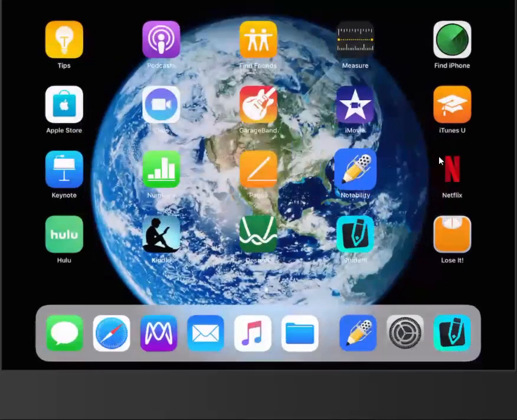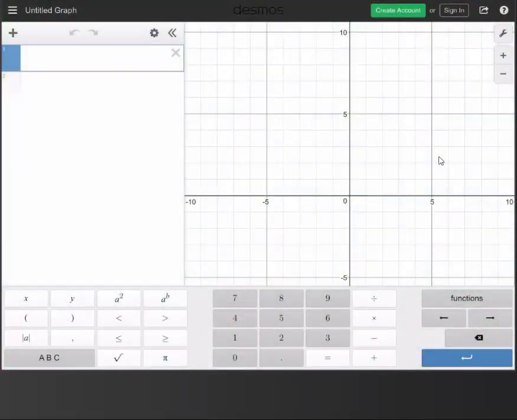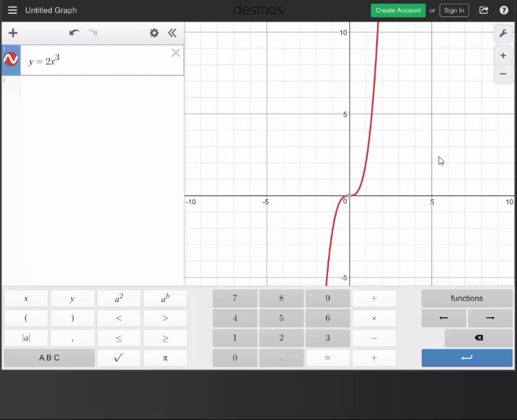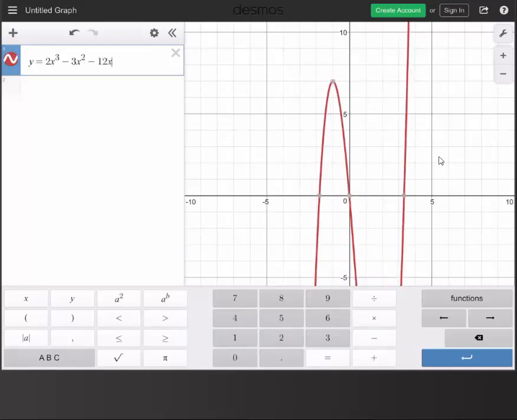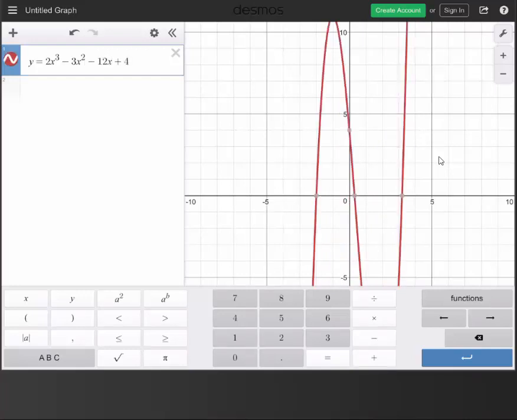Okay, let's go ahead and graph it to make sure that we are on the right track. I'm going to go to Desmos. I'm going to type in my cubic function, which is 2x cubed minus 3x squared minus 12x plus 4. Okay, you can go ahead and put that point in there.